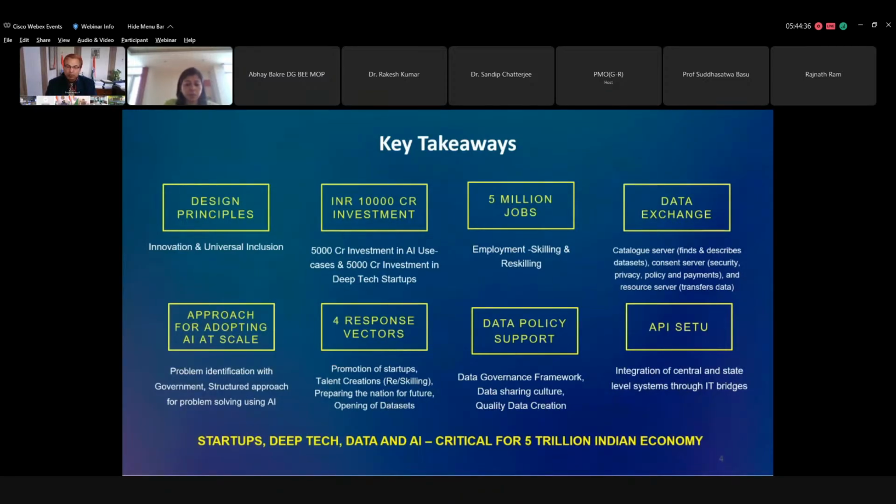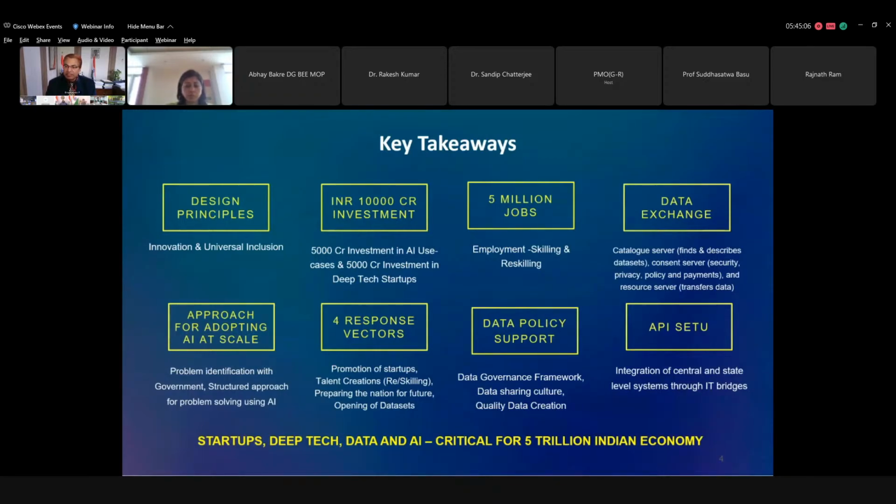In terms of the policy support, data governance framework was the focus of this recommendation. Also, we need to promote a data sharing culture and quality data creation. That is, data sets which are curated, ready to use by the ecosystem partners, startups, academic institutions, and other entities, to ensure that the startups can get full support.